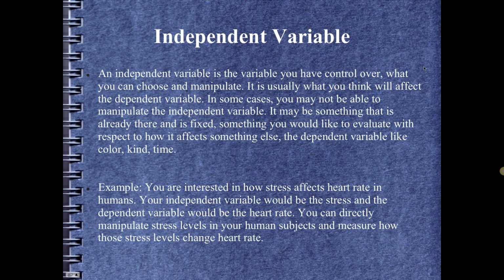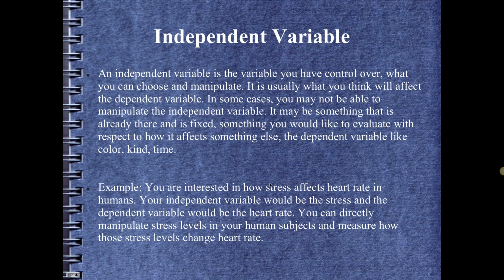All right, so now the next thing that we deal with in research is looking at variables. So an independent variable is something you have control over as a researcher, things that you can manipulate. And that's important because it is usually what you think will affect the dependent variable. In some cases, you might not be able to manipulate the independent variable. It may be something that's already there and fixed, something that you would like to evaluate with respect to how it affects something else.